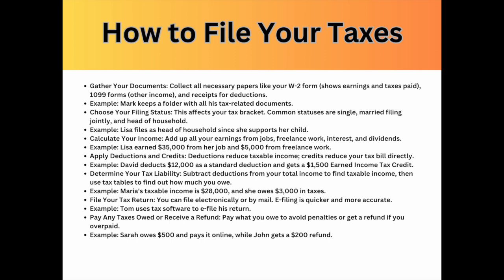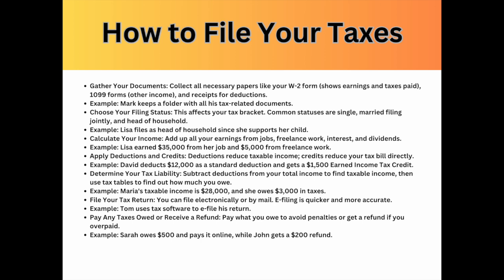Then you want to apply the deductions and credits. Deductions will reduce your taxable income, whereas credits will reduce your tax bill directly. For example, David deducts $12,000 as a standard deduction and gets a $1,500 earned income tax credit. The earned income tax credit, EITC, is a credit you earn if you fall in the low income bracket.